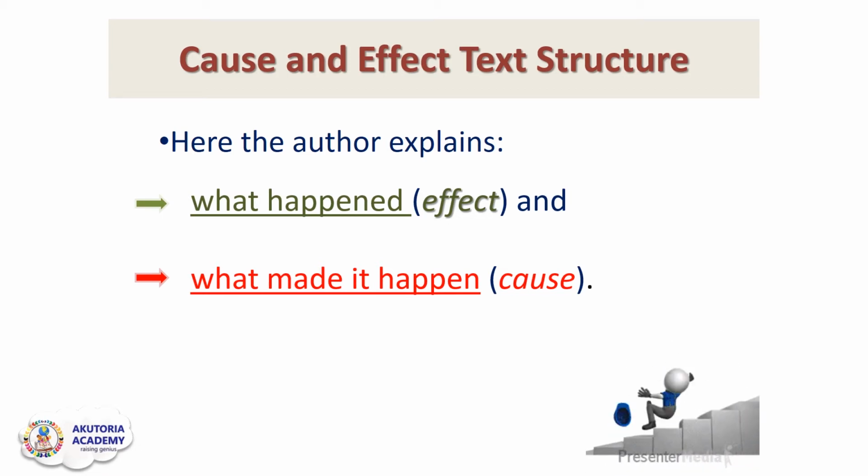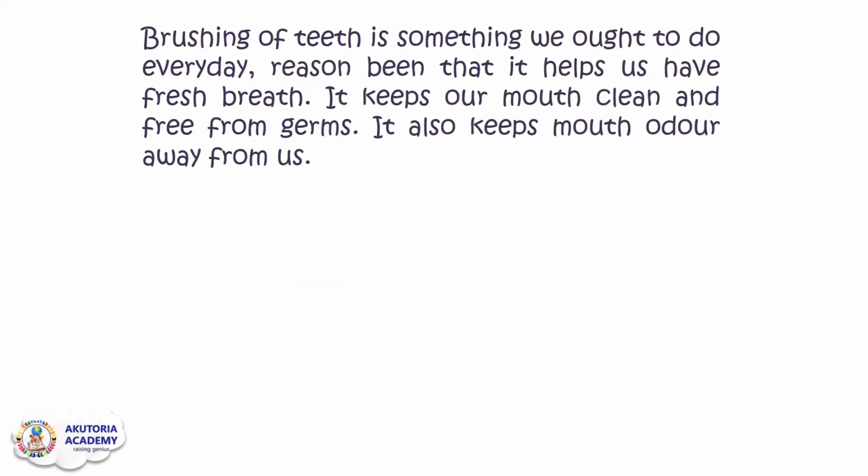So looking at this picture, you will notice a guy tumbling down the stairs. Tumbling down the stairs is what happened. The guy tumbled down the stairs. That's the effect. But what made him tumble? Possibly he was pushed. That was what made it happen. That was what made this thing happen. So in cause and effect text structure, the author talks about what happened and what made it happen. So let's see an example of this type of text structure.